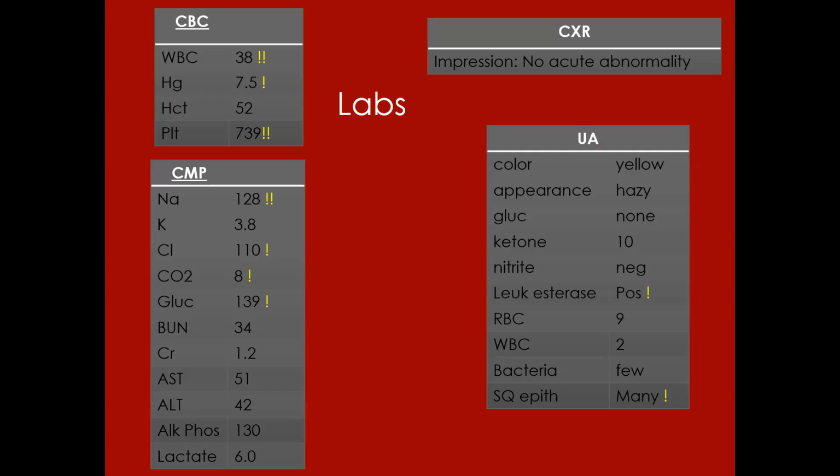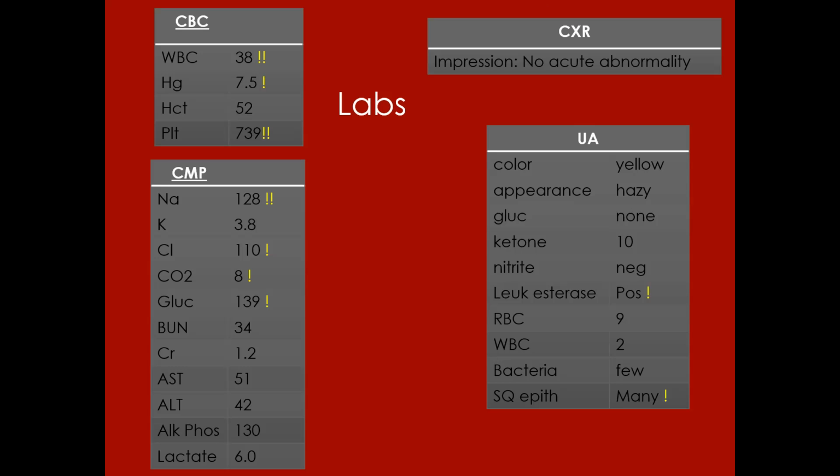Notice that her urine is not that infected. Her chest x-ray is unremarkable, shockingly. She does have a white count, but I'm not sure if that's because of the drugs or what. I mean, if anything's going to make your white count high, doing IV drugs is probably going to be one of them. So I don't know what to make of this.